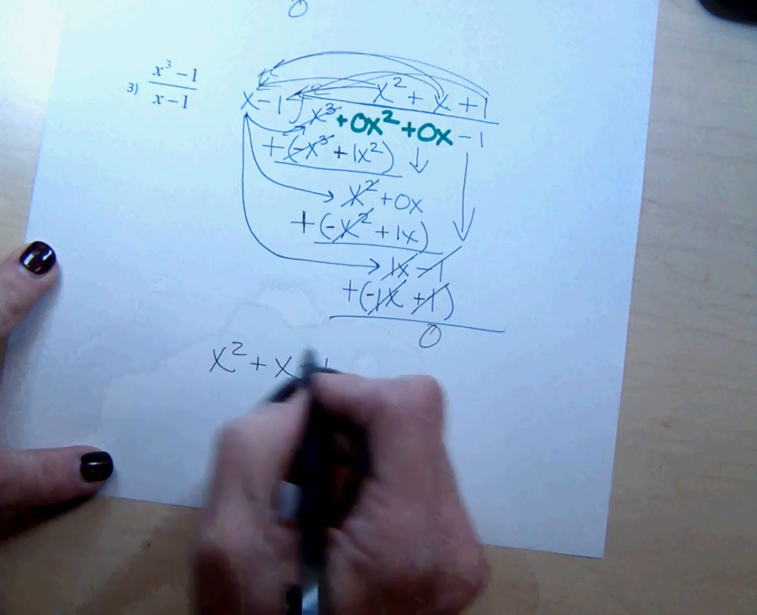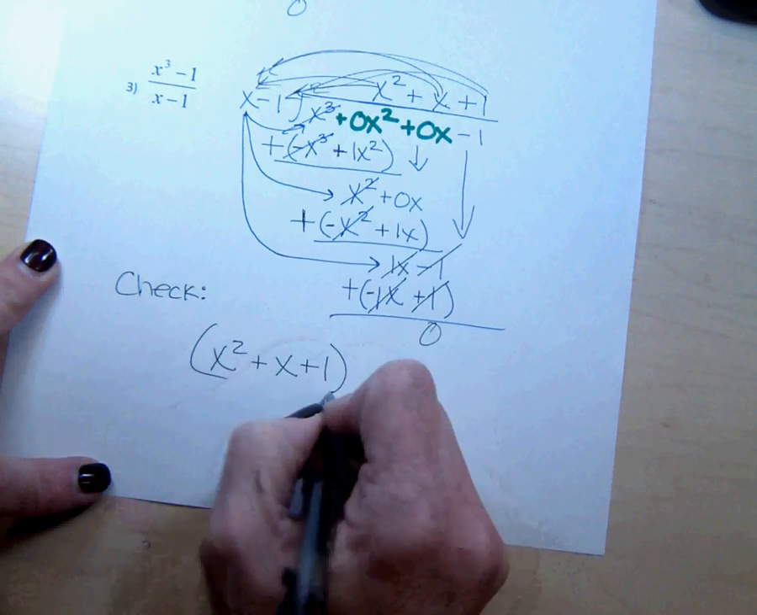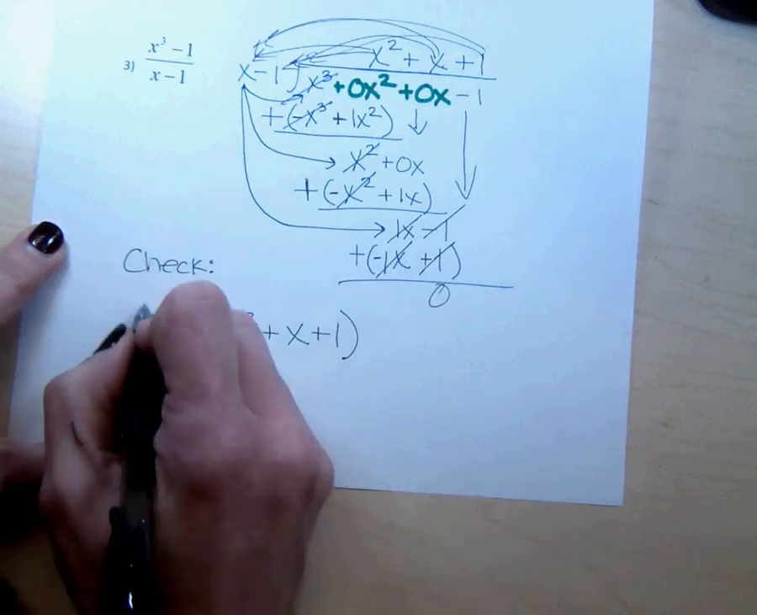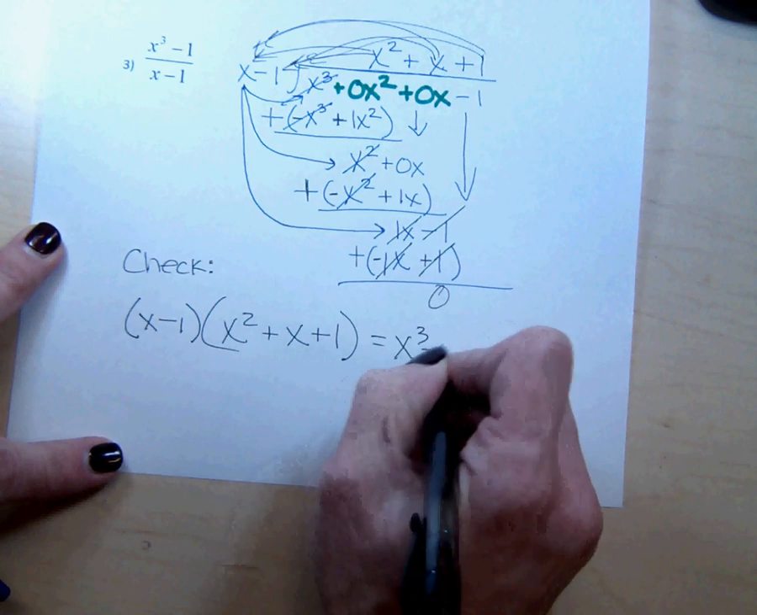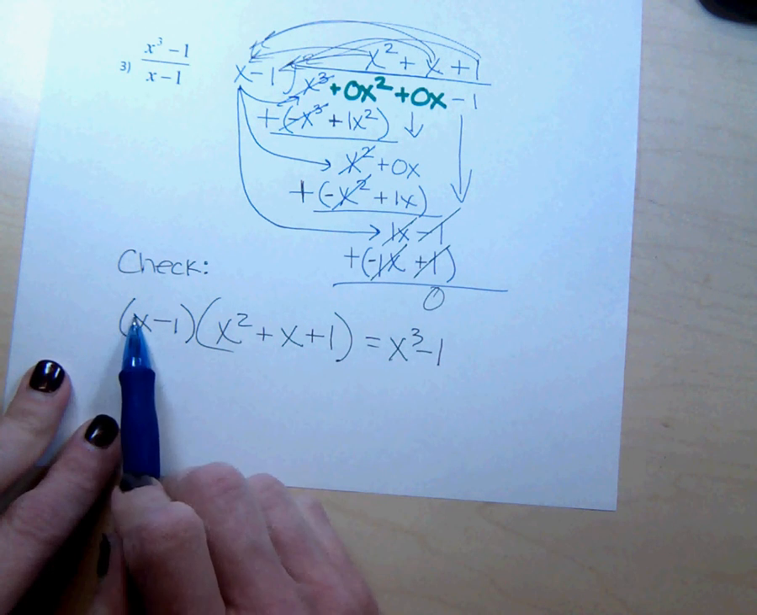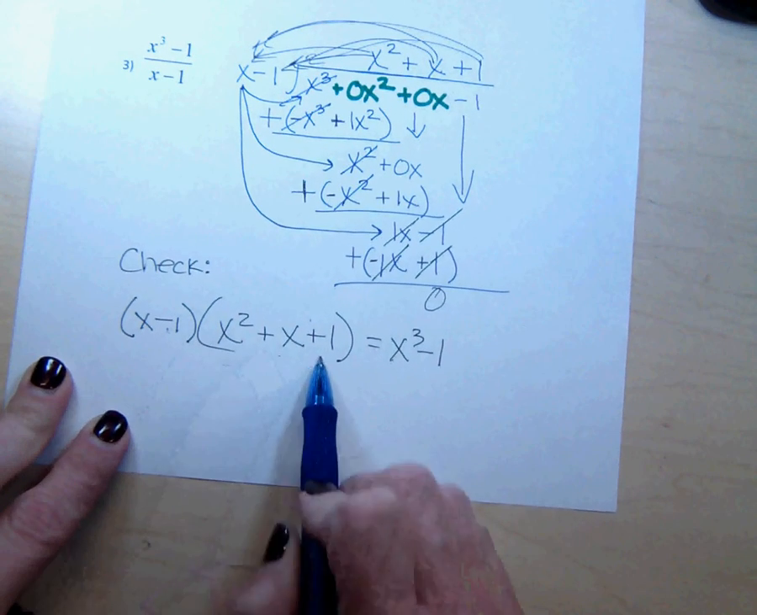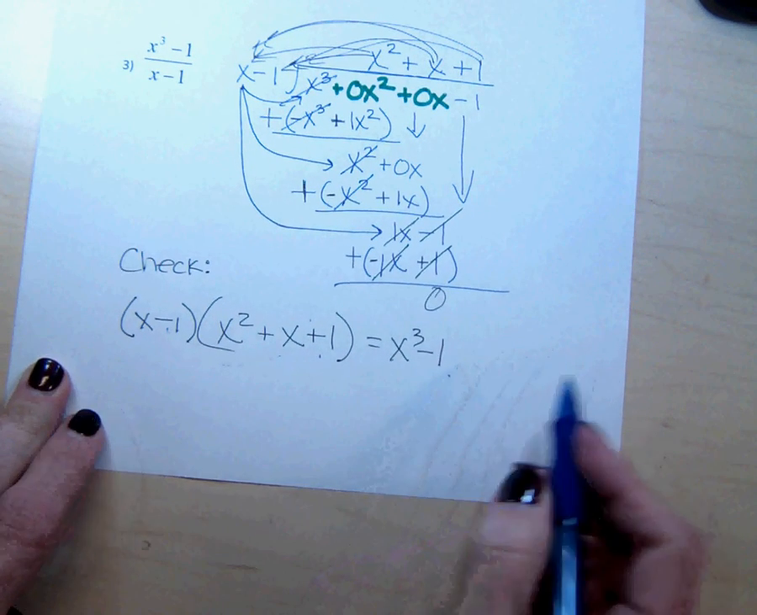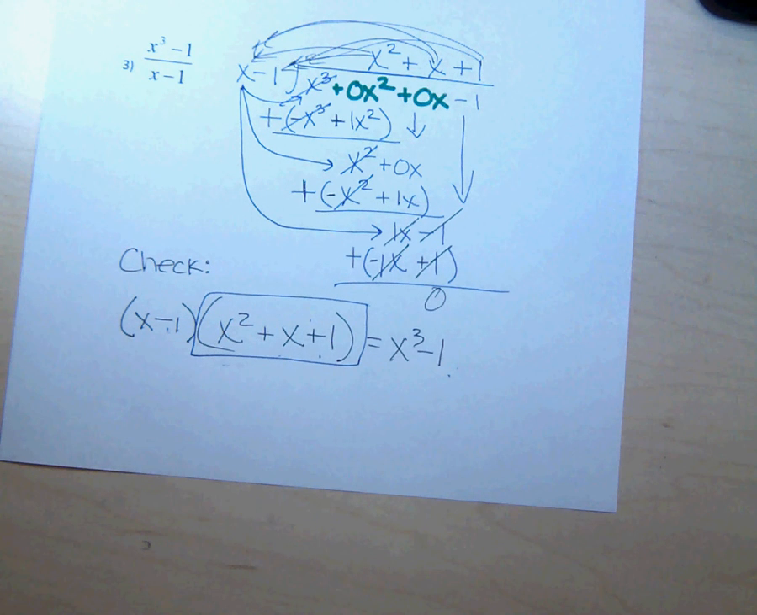Now, of course, if you want to check it, you take your proposed answer, multiply it by the divisor, and make sure that it works out. So you would do the distributive property, distribute the x to everything, distribute the negative 1, and verify that you get x cubed minus 1. And then once you do that, you can safely say that is our answer.